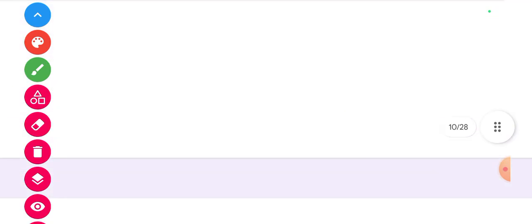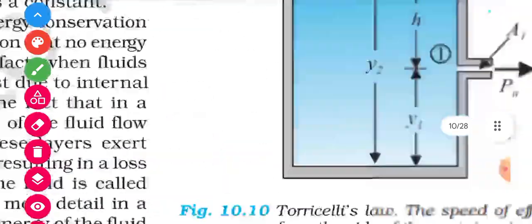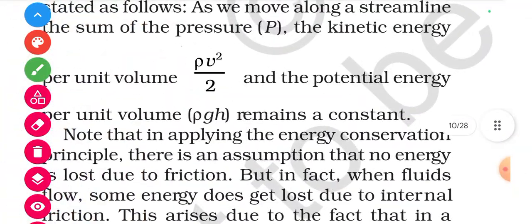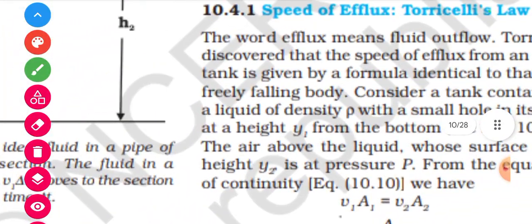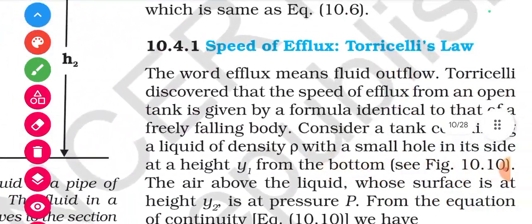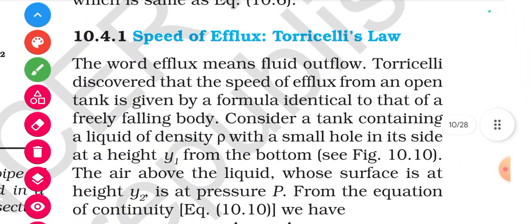Now let's understand this in detail. The word efflux means fluid outflow. Torricelli discovered that the speed of efflux from an open tank is given by a formula identical to that of a freely falling body, which I have made you understand right now.